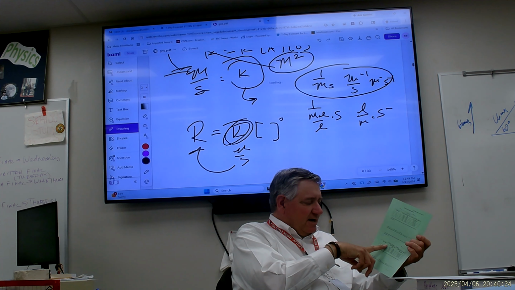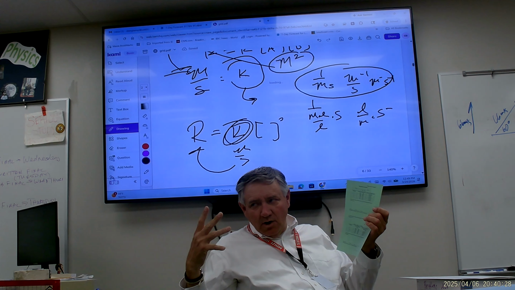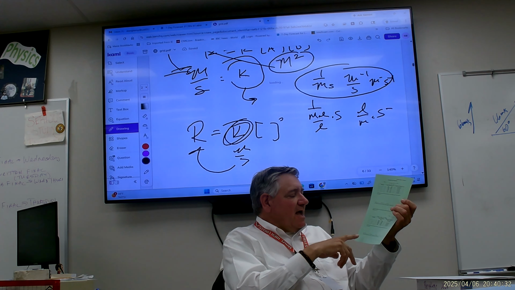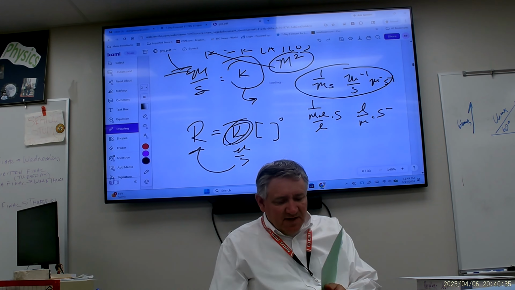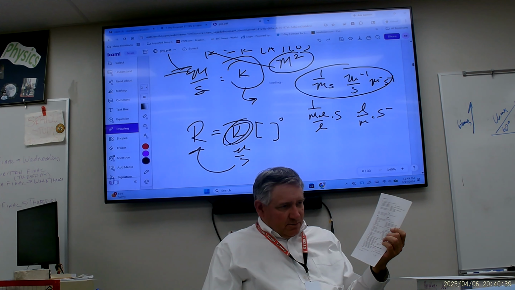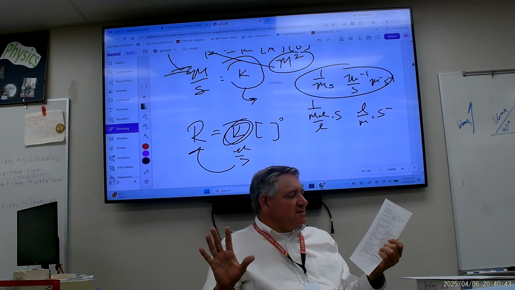Basically, you're reacting nitrogen monoxide with bromine gas, and you're making NOBr, however you want to say it. And it's the same process, find the units of K. On the white sheet, only do the ones that are circled. Okay? That's why I said this looks much worse than what it is.